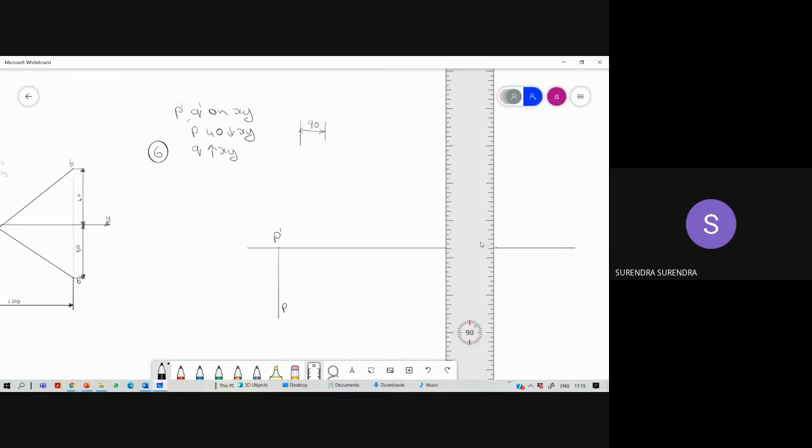And Q is above the XY line. So from Q dash, draw the projector line above the XY line with a 2H pencil. Q exists somewhere on this line. We don't know the exact location. We know the location of P, 40 mm below the XY line, but we don't know the exact location of Q.